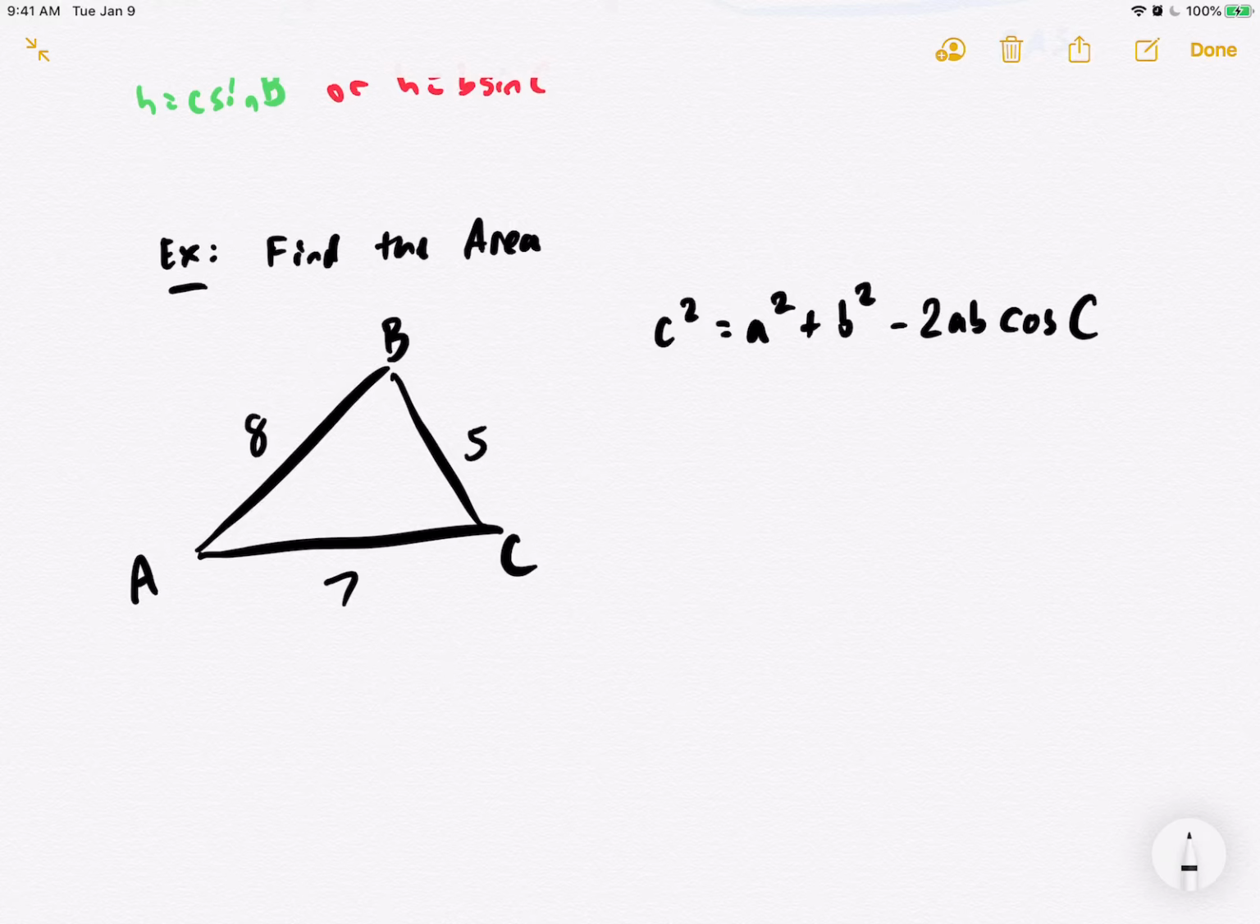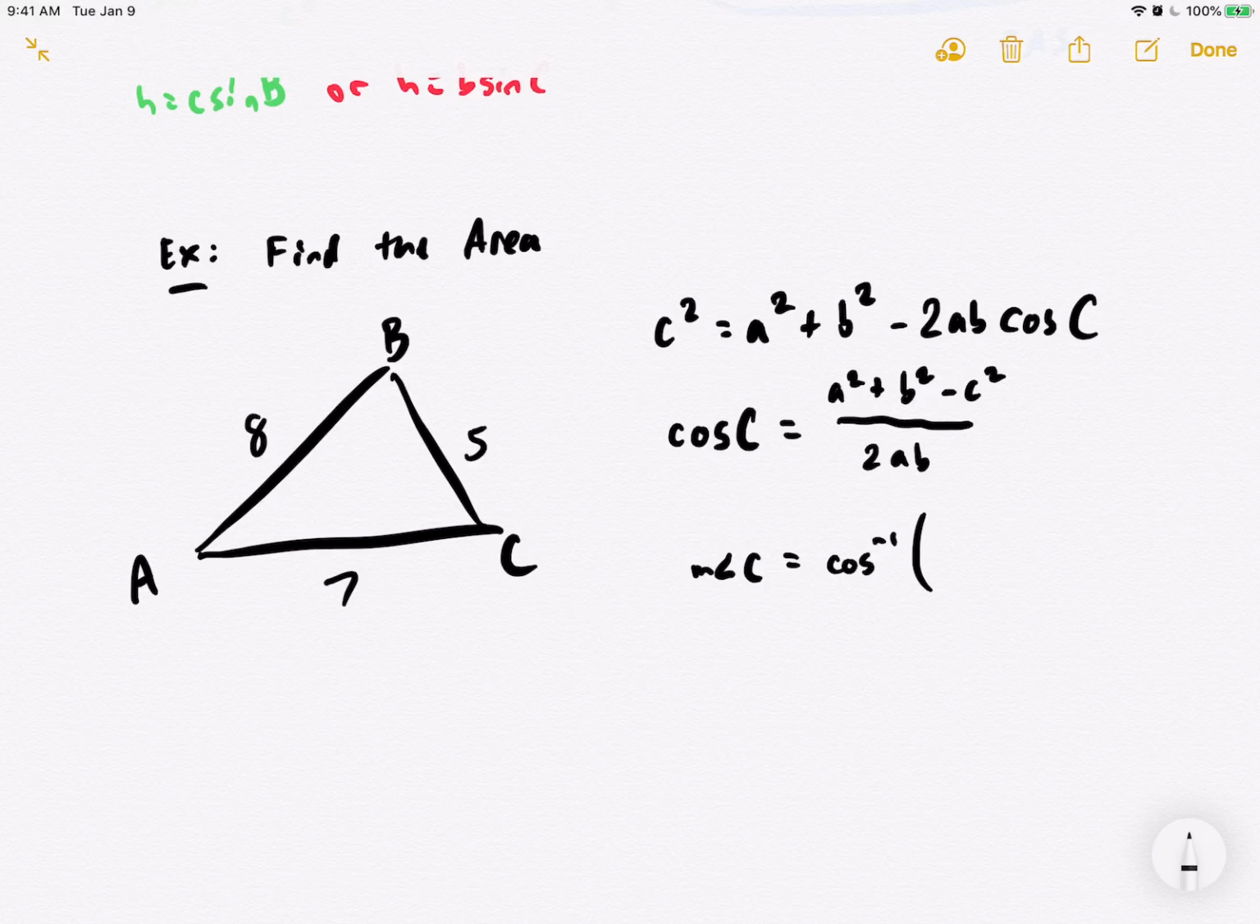I want to know angle C here, so it's worth actually solving this equation for angle C, or maybe even the cosine of angle C. If you haven't done this before, I recommend trying it. You'll isolate cosine of C, and you'll find that it's equal to a squared plus b squared minus c squared divided by 2ab. That tells me that this angle C could be found by using the cosine inverse of 5 squared plus 7 squared minus 8 squared divided by 2 times 5 times 7.